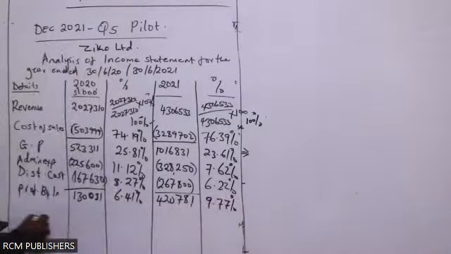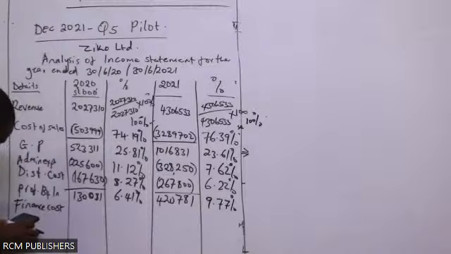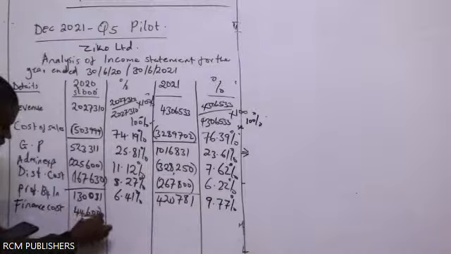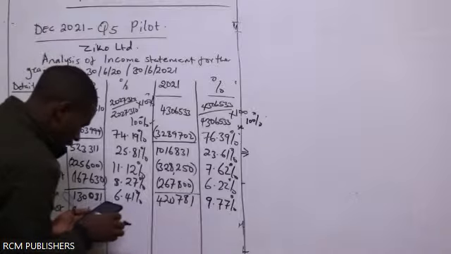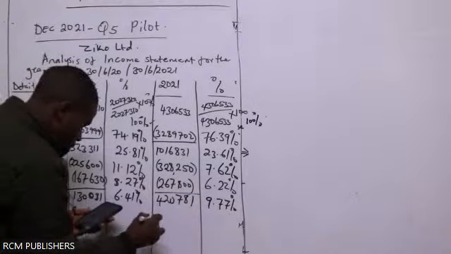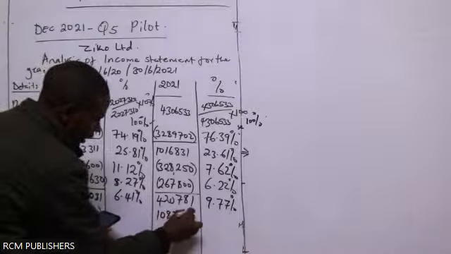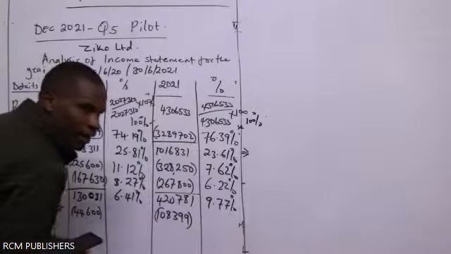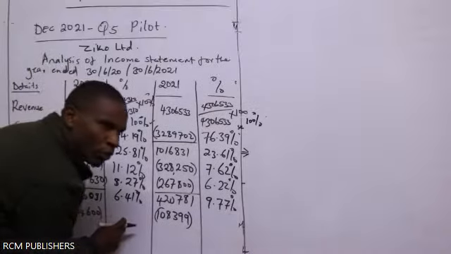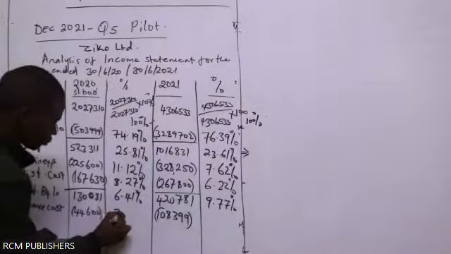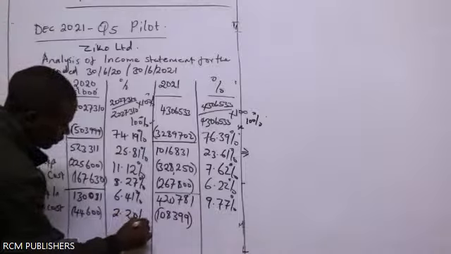9.77%. We move to the interest finance cost. They are calling it finance cost. This is very interesting. Finance cost 44,600. And then for this period is 108,399. Patia hii 2.20. Okay, 2.20 finance cost ya hawa.